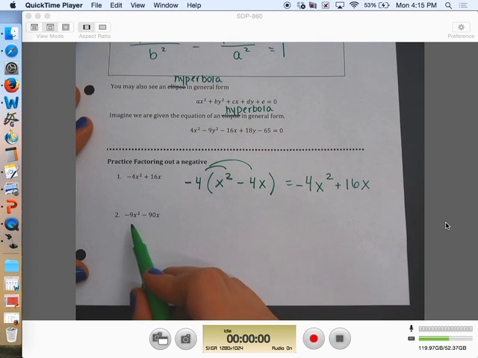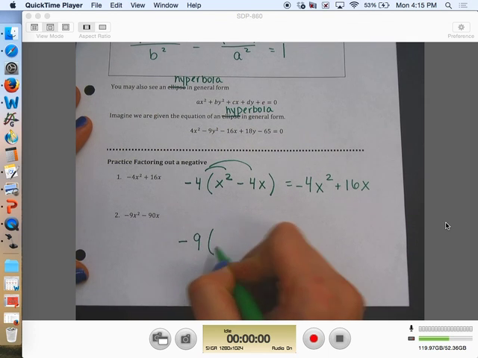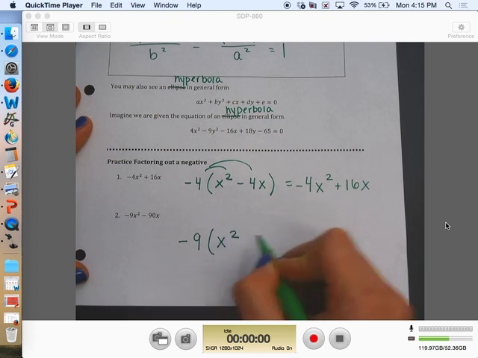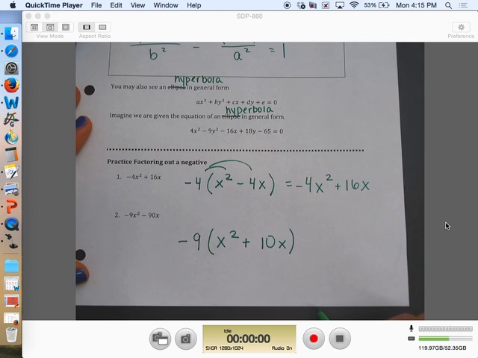In number 2, I'm going to divide out a -9. Remember that -9 divided by -90 is +10.